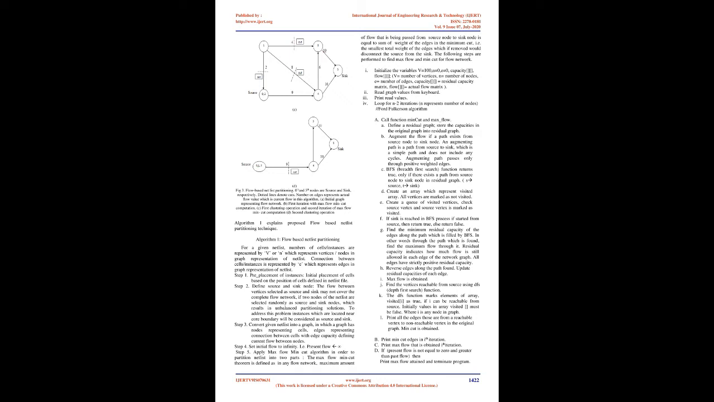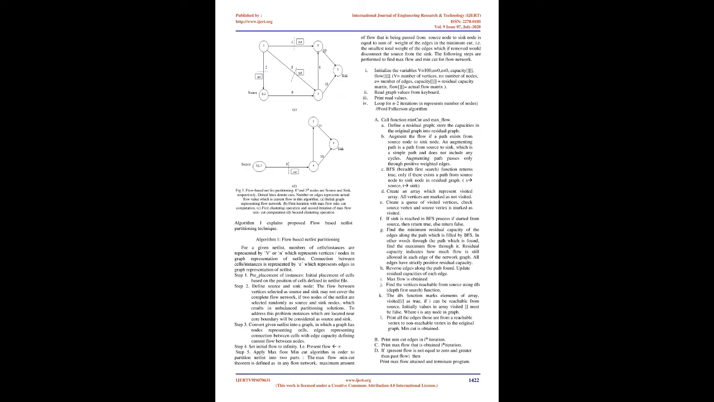// Ford Fulkerson algorithm. A. Call function mincut and max_flow. A. Define a residual graph, store the capacities in the original graph into the residual graph. B. Augment the flow if a path exists from source node to sink node. An augmenting path is a path from source to sink, which is a simple path and does not include any cycles. An augmenting path passes only through positive weighted edges.